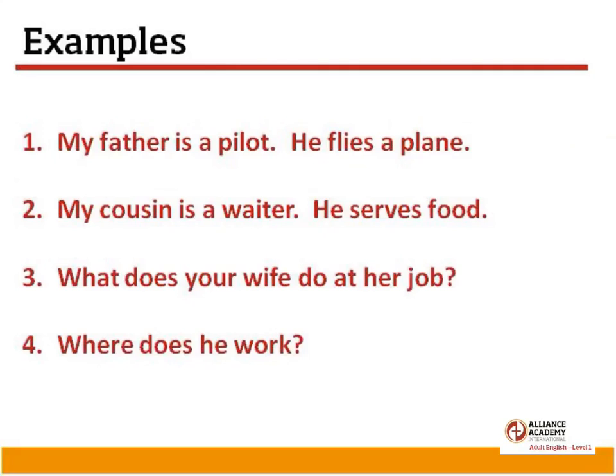Here are some example sentences that we will be looking at in Module 3. For example, my father, there's a family member, is a pilot. He flies a plane. My cousin, there's another family member. My cousin is a waiter. He serves food. And then we'll also look at questions. What does your wife do at her job?